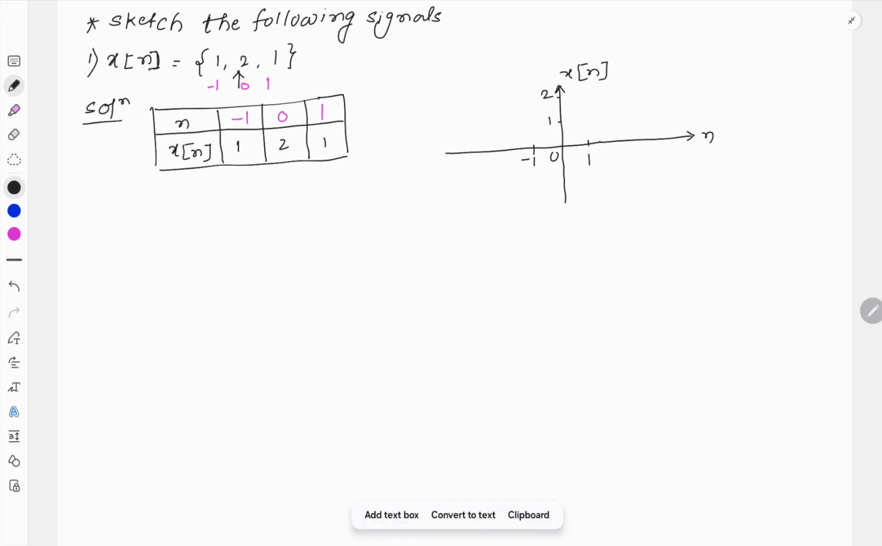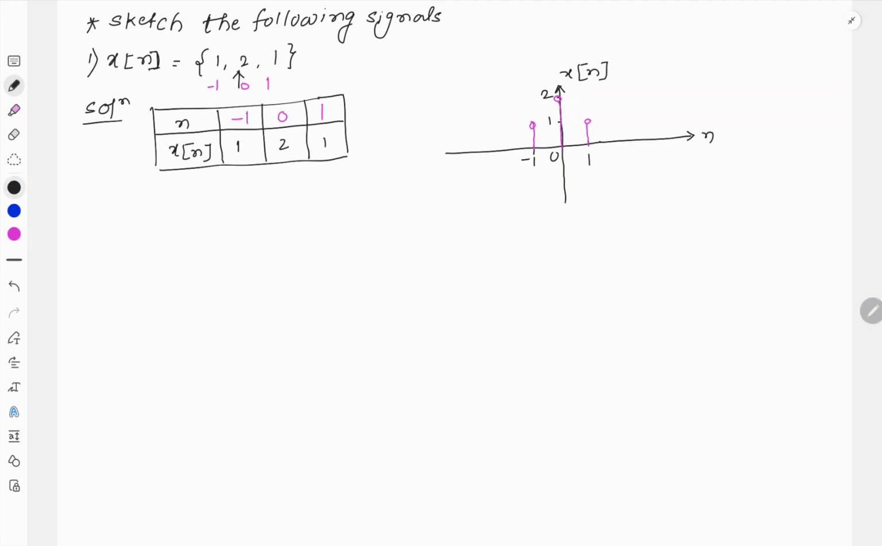So here at index -1 we have amplitude equal to 1. So at -1 we'll be drawing a vertical line with amplitude 1. At origin we have amplitude 2. So at origin we're going to draw again a perpendicular line, and at 1 we have amplitude as 1. So again draw a perpendicular line at 1 with amplitude equal to 1. So in this way we are going to sketch the discrete signal.